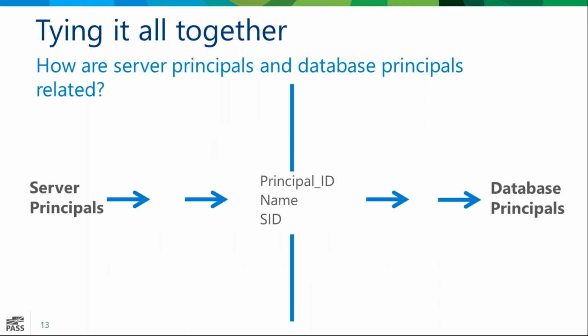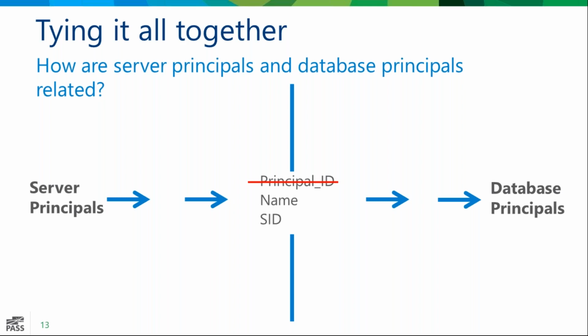Now, as I was saying, these things are linked together. The server and the database level principals are linked together. That's the relational part of a relational database management system. If you take a look at the server principals and the database principals views, you're going to find 3 columns that are identical: principal ID, name, and SID. The principal ID does not tie these 2 together. It ties the server level views together and the database level views together, but not to each other.